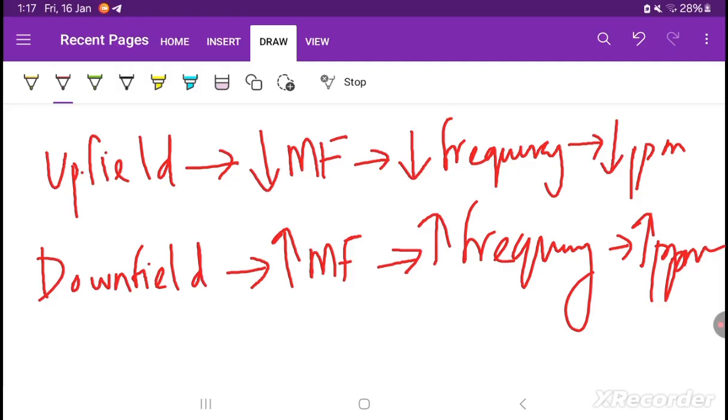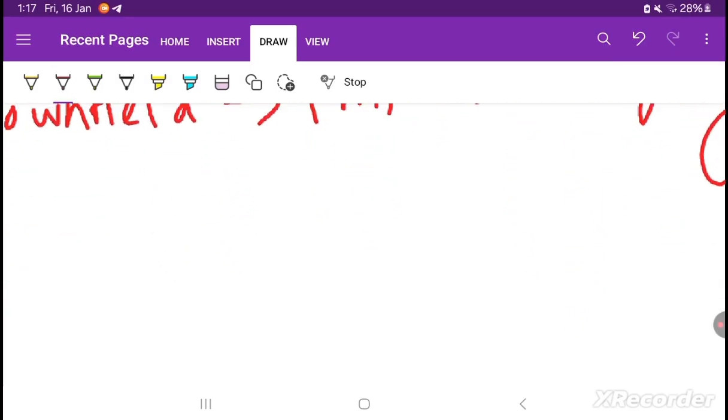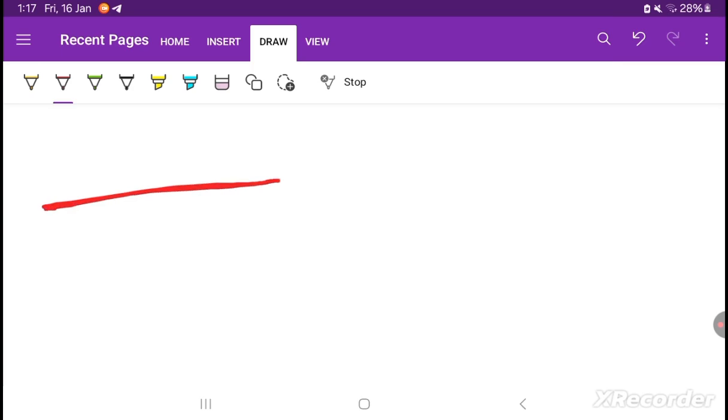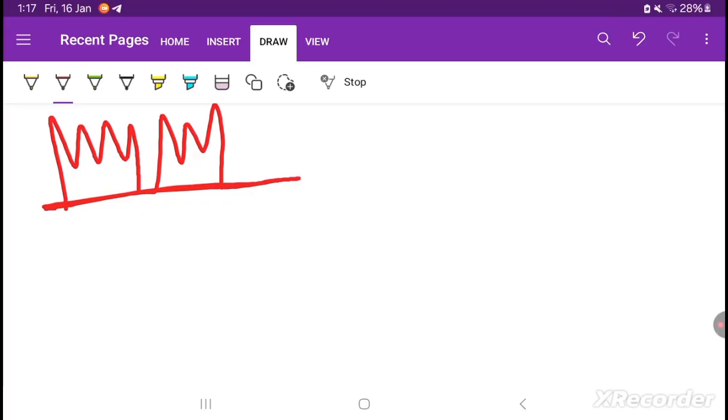And these frequencies are then detected as peaks. So what exactly is the area under the peak? The area under the peak is proportional to the number of protons.